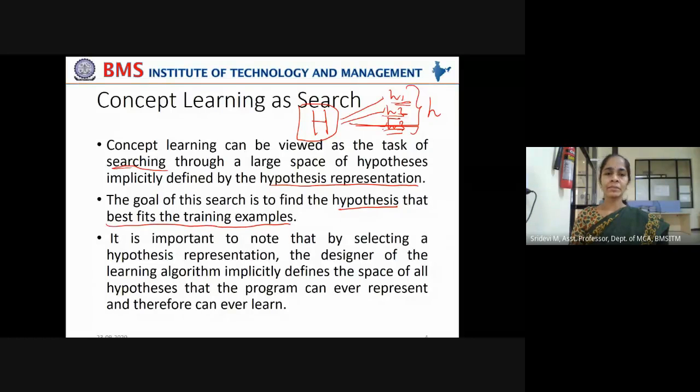Okay, now it is important to note that by selecting a hypothesis representation, the designer of the machine learning problem or of the machine learning algorithm implicitly defines the space of all hypotheses, that is your capital H, of all hypotheses that the program can ever represent and therefore can ever learn. Means this hypothesis space will cover all the hypotheses possible, which will apply for each and every training example.